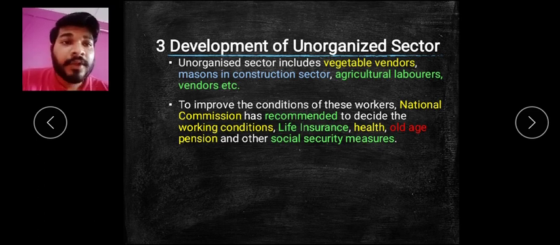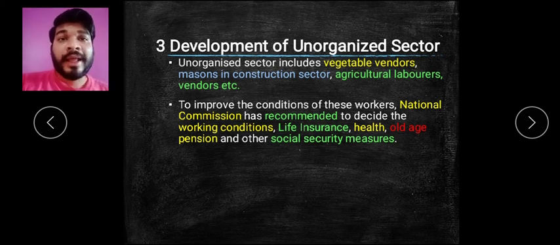The main thing is that the National Commission has recommended, to improve the condition of these workers, that they be given better conditions. That means a good place for working, life insurance, health and medical facilities, old age pension, and different social security measures. If they get social security measures, they will work with more effort, and more effort will develop more production. When more production is done, what will happen? In the construction sector, vegetables, everywhere there will be more crops, more labor, more materials available to us, and ultimately we find that our economic development can be possible.